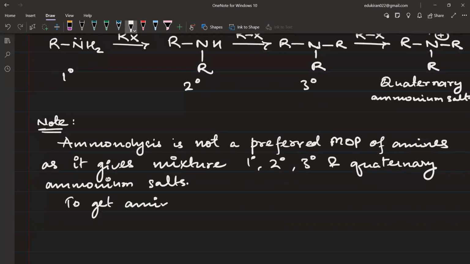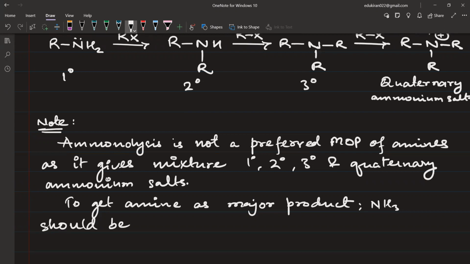To get amine as major product, if you want amine as the major product, that means you have to keep the haloalkane in a very small quantity. That means NH3 should be in excess. To get amine as major product, NH3 should be in excess. So wherever the haloalkane goes, it should see only ammonia, not 1 degree, 2 degree or 3 degree amines. For that you need a lot of NH3 molecules present. So you will get amine as a major product.